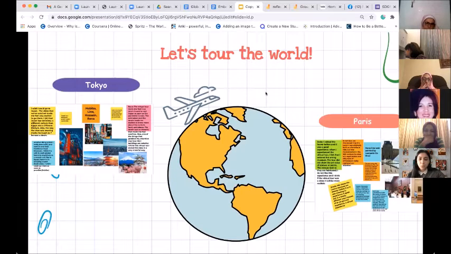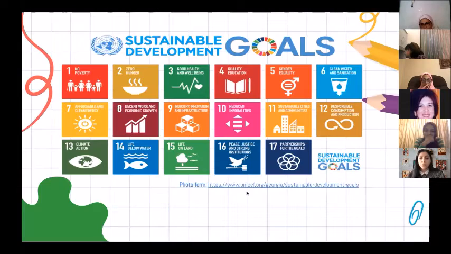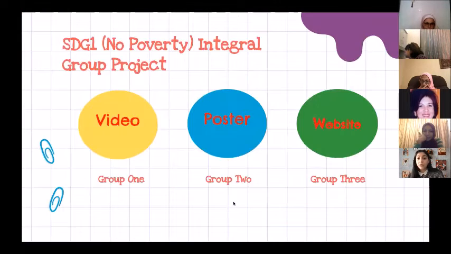The second one is the SDG 1, No Poverty Awareness Campaign. Here we're tapping onto social justice and sustainability as the two perspectives of global learning. We all know what the SDGs are, and we've been using them in our curricula. Last fall I picked SDG 1, No Poverty, and I divided my students into 3 groups.